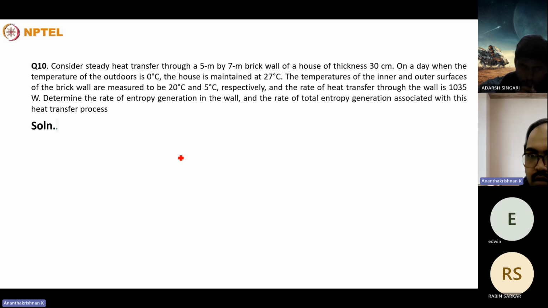Next problem. Consider the steady heat transfer through a 5 by 7 brick wall of a house, of thickness 30 centimeters, on a day when the outdoor temperature is 0 degrees Celsius and the house is maintained at 27 degrees Celsius. The temperatures of the inner and outer surfaces of the brick wall are measured to be 20 and 5 degrees Celsius respectively, and the rate of heat transfer through the wall is 1035 watts. We need to determine the rate of entropy generation in the wall and the rate of entropy generation associated with the heat transfer process.